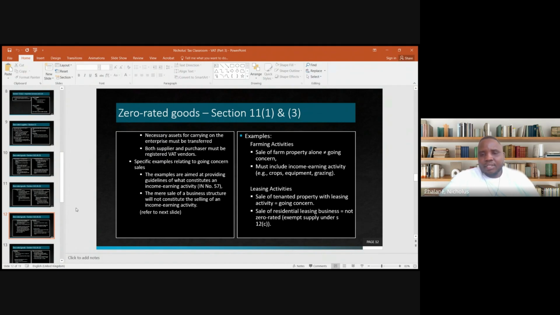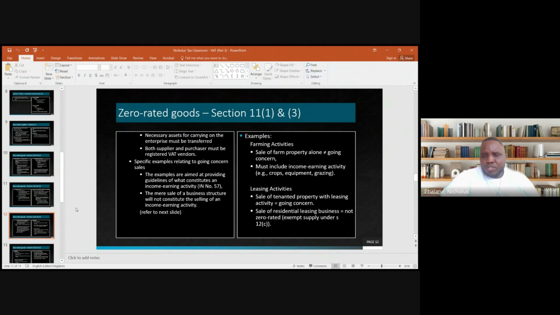Leasing activities, we are saying the sale of tenanted property with leasing activities is a going concern, all right? But the sale of a residential leasing business is not zero rated, all right? Why? Because residential accommodation is an exempt supply under Section 12C, right? But the sale of tenanted property with leasing activity, not residential, right? So that one there, it's a going concern, all right?